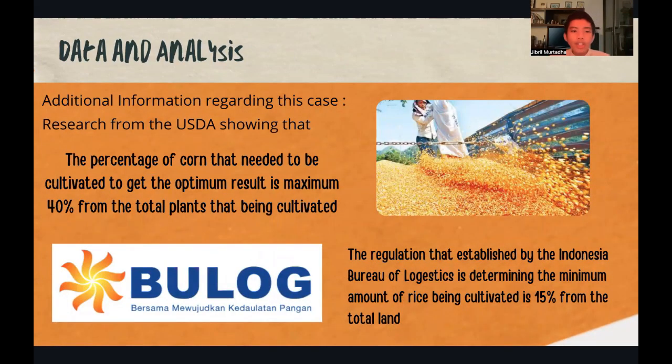We also have additional information regarding this case from research by the USDA, showing that the percentage of corn needed to get the optimal result is a maximum of 40% of the total plants being cultivated. And the regulation established by the Indonesia Bureau of Logistics, or Bulog, determines that the minimum amount of rice being cultivated is 15% of the total land.